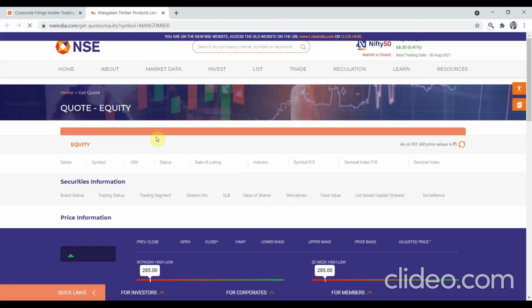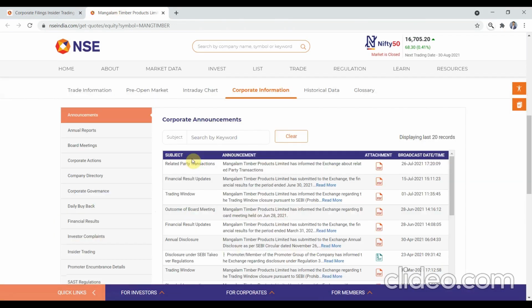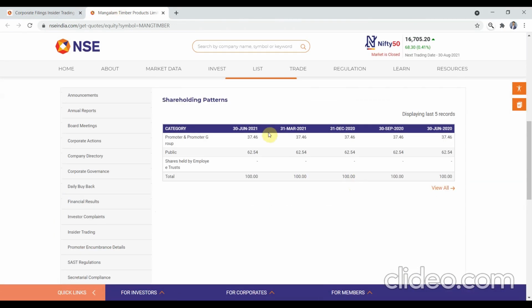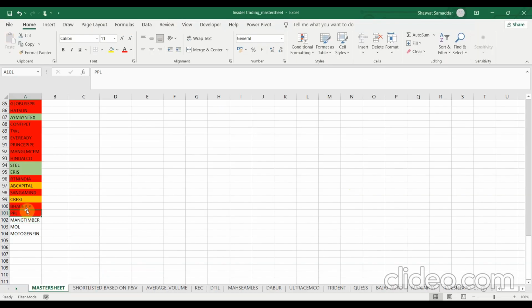Click on this symbol. Go to corporate information. Let's check the shareholding pattern. Less than 50%. So again, we'll skip this particular stock. Let's go to MOL.